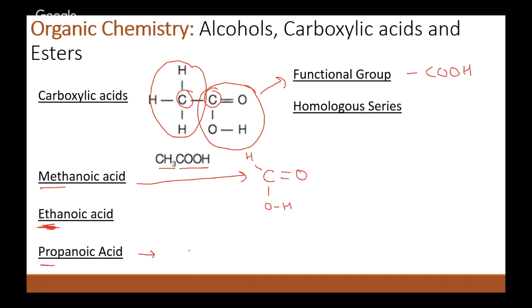Propanoic acid, 3 carbons. Start with the functional group at the end so that you know that you've got that one sorted, and then fill in the rest with single bonds, single covalent bonds to hydrogens.